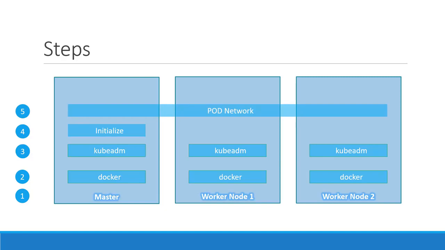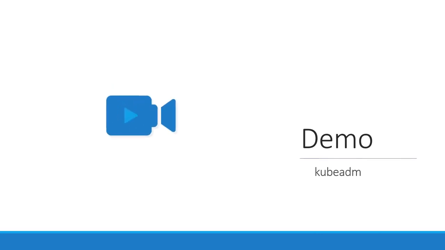The last step is to join the worker nodes to the master node. We're then all set to launch our application in the Kubernetes environment. We will now see a demo of setting up Kubernetes using the kubeadm tool in our local environment.